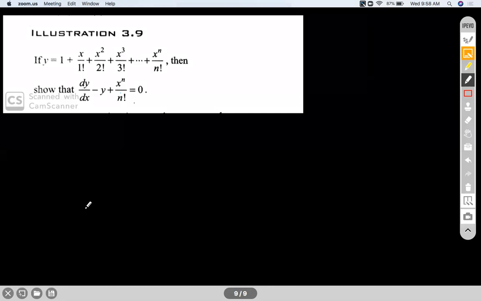So this thing is intuitively feeling true, like dy by dx minus y. Yeah, I know that. But you have to prove it normally. Yeah. It's simple. It's not difficult.